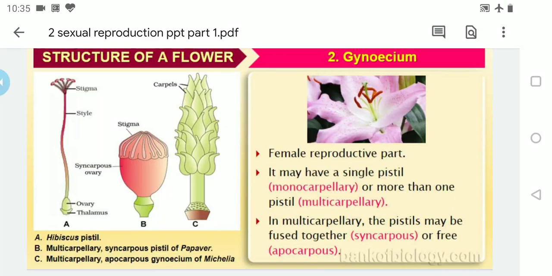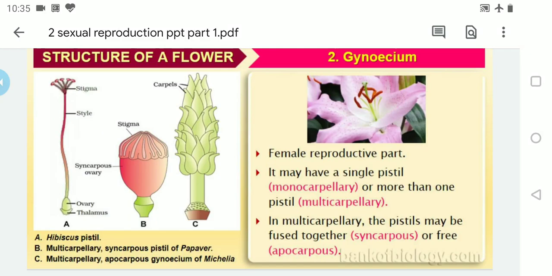Today we will continue the discussion with respect to the gynoecium. Observe this diagram. Are you observing? First of all, what is the gynoecium? The question arises, what is the meaning of gynoecium? The gynoecium is also known as pistil. It is the female reproductive structure of a flower. It consists of stigma, style, and ovary containing ovules inside.